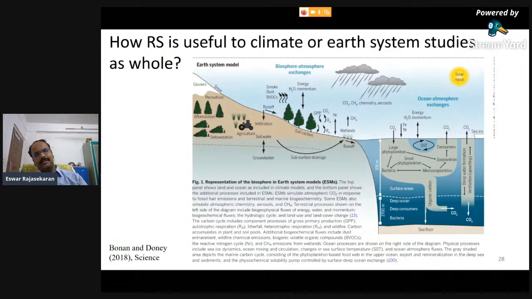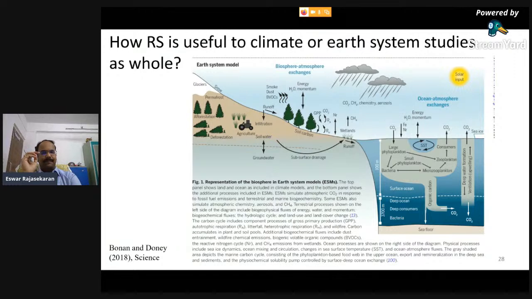Fine. Till now, I have been talking only about the fundamentals of remote sensing. Now I will quickly share, as we are almost 45 minutes into the talk, how remote sensing is useful to climate or earth system studies. The topic itself is remote sensing for earth system studies. How it is useful, that's what we are going to see here.